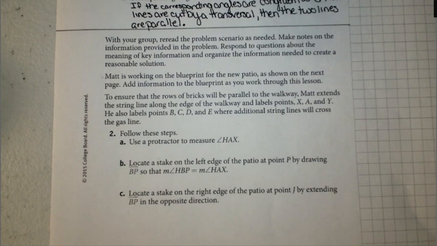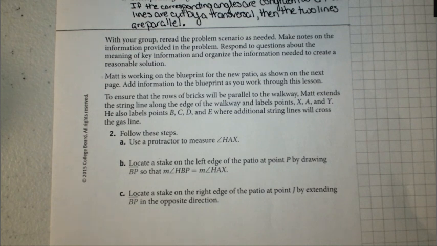All right. Section 2 of Lesson 7-2 covers question number 2 only. With this particular section, it says, with your group, reread the problem scenario as needed, make notes on information provided in the problem, respond to the questions about the meaning of key information, and organize the information needed to create a reasonable solution. Matt is working on the blueprint for the new patio, as shown on the next page.